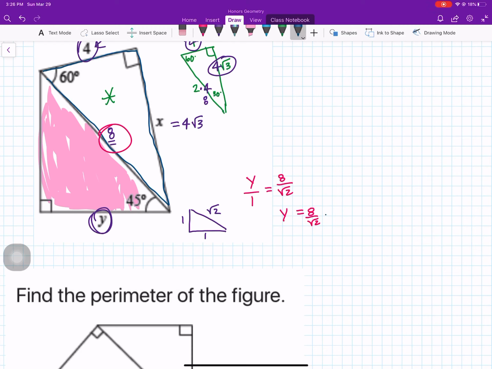Being a good math student, I'm always going to rationalize my denominators. So I have 8 root 2 over root 4, which is 8 root 2 over 2. And I wouldn't stop there, because you have 8 root 2 over 2. The 8 and the 2 can simplify. And you're left with 4 root 2, which is y.